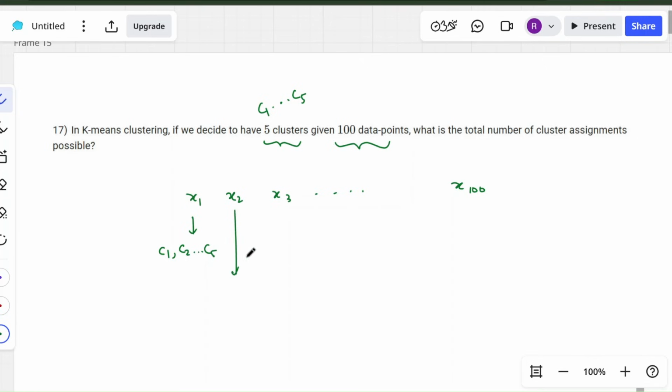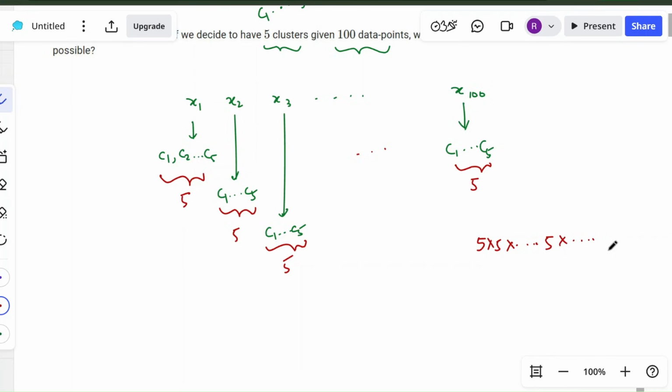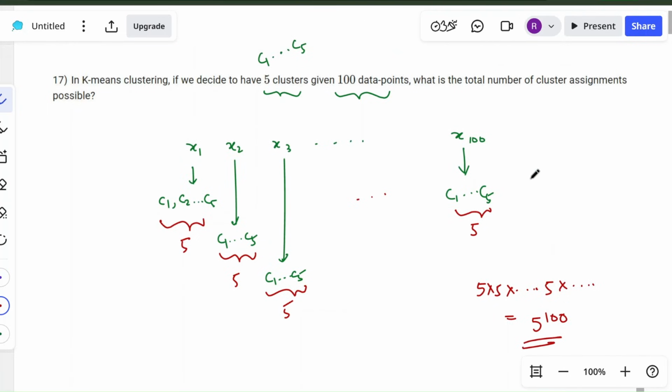Similarly, x2 can also be assigned c1 up to c5. Similarly x3, and similarly x100 can also be assigned c1 up to c5. So there are 5 possibilities for each of them. So it is nothing but 5 into 5 into 5 and so on, 100 times, which is equal to 5 to the power 100. That is the total number of cluster assignments possible.